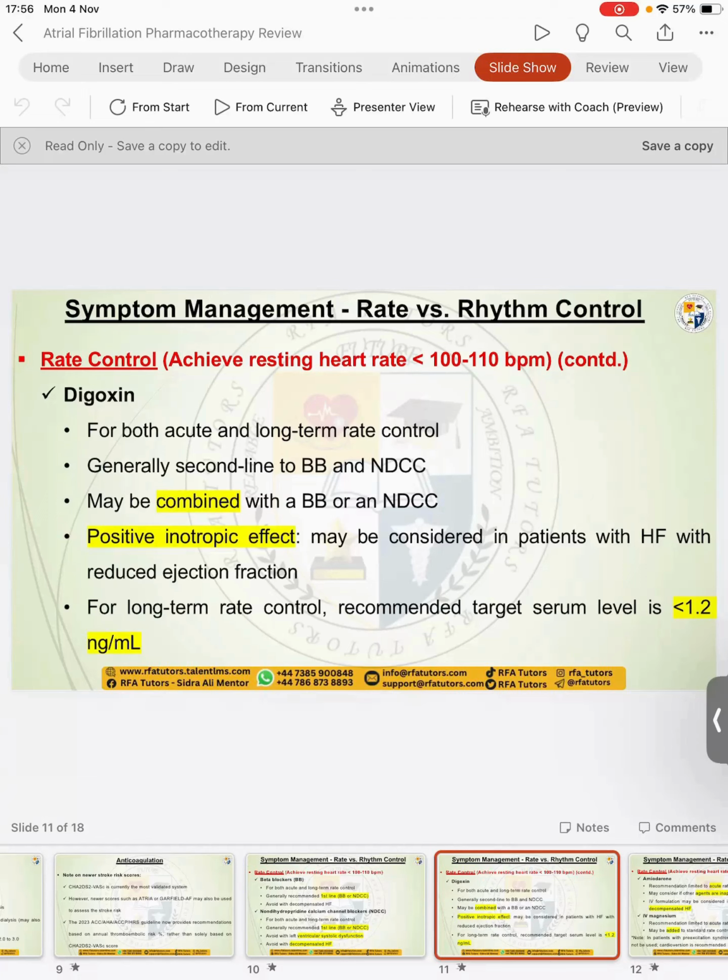And with regards to digoxin, if we are giving digoxin long term, because it can also cause toxicity, it also has a low therapeutic index. So we always need to check the levels, and it should be less than 1.2. And as we know that digoxin works on the sodium potassium ATP pump, its toxicity is increased in case of hypokalemia, and we also have to adjust the dose of digoxin in case of renal impairment.